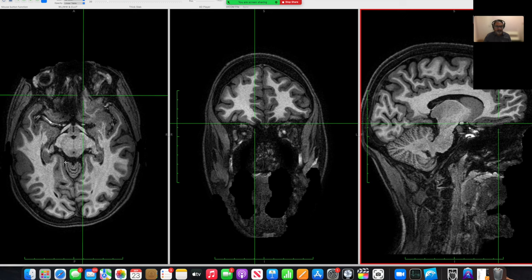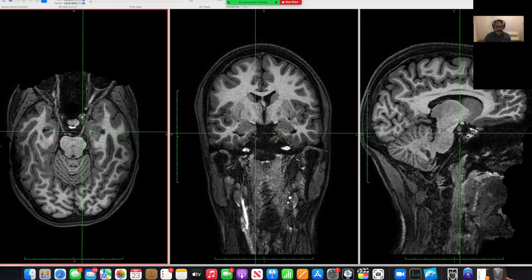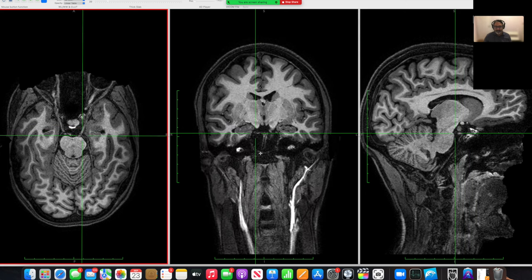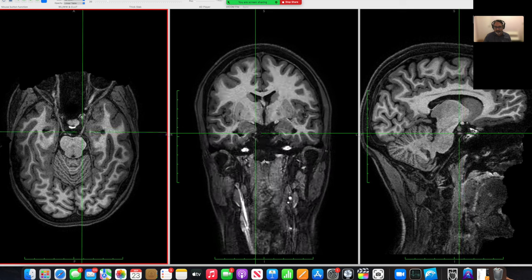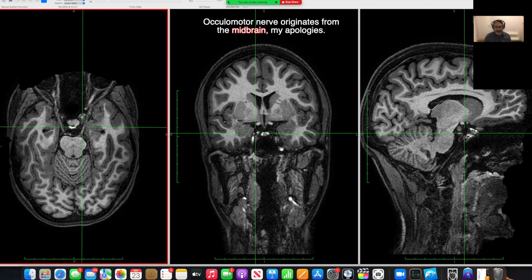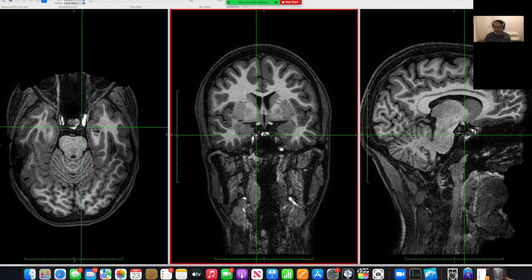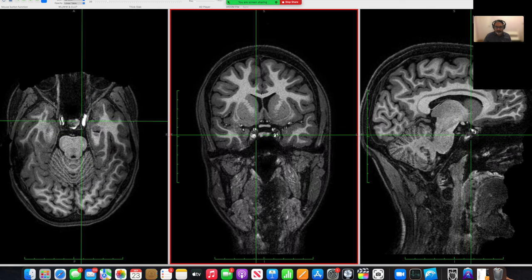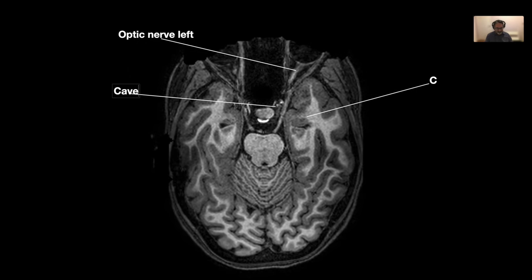But this is lower down. Now, where is this? Let's go down to the level where we saw this. So you see, this is down here. Correct, that's the oculomotor nerve. Just follow it. That's where it's coming out of the pons. And if you see it now here, it's near the cavernous sinus. So that's where the cavernous sinus is, and it will continue into the orbit. Now that I mentioned that, what I was asking with B was the cavernous sinus.